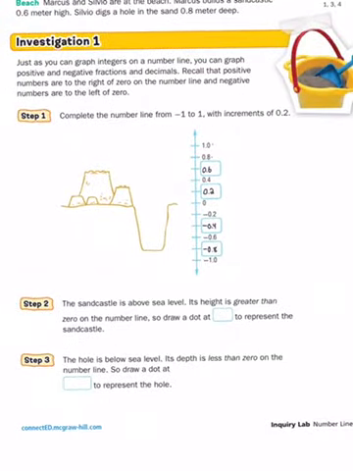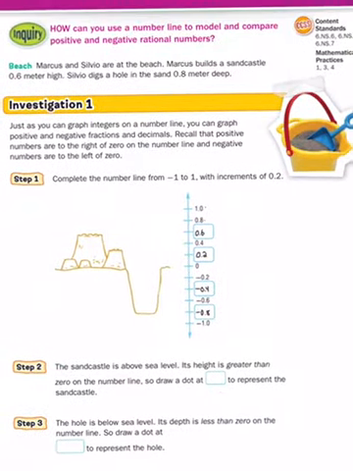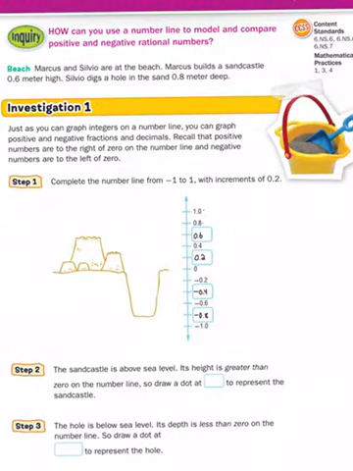In step 2, it says the sandcastle is above sea level. Its height is greater than 0 on a number line. So draw a dot at blank to represent the sandcastle. Now remember up in the problem above, it said that Marcus builds a sandcastle, I'll highlight it here, at 0.6 meters high. So we're going to put a dot at 0.6 to show the height of the sandcastle, which is right here. And notice it's the height of the sandcastle.